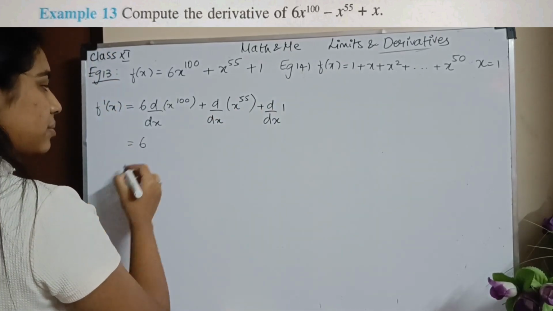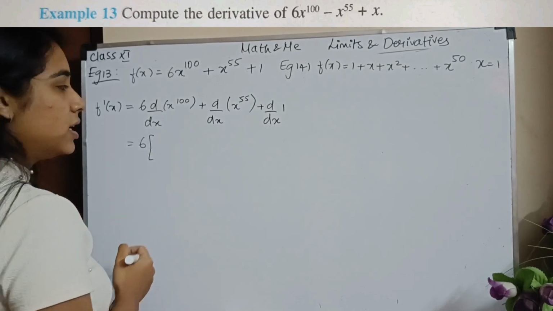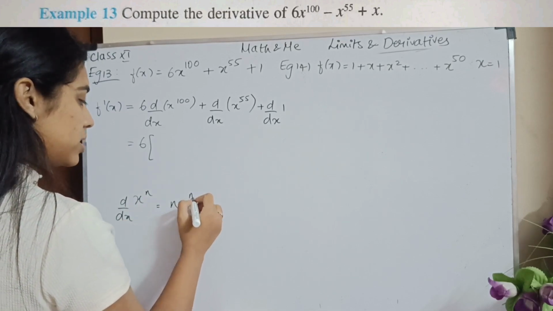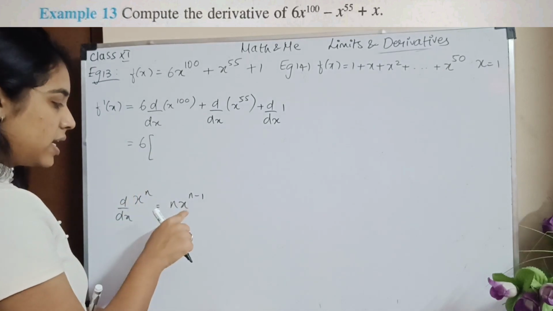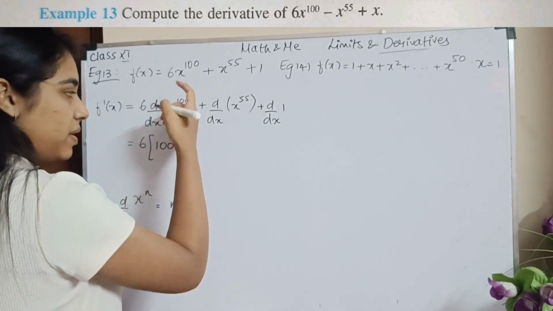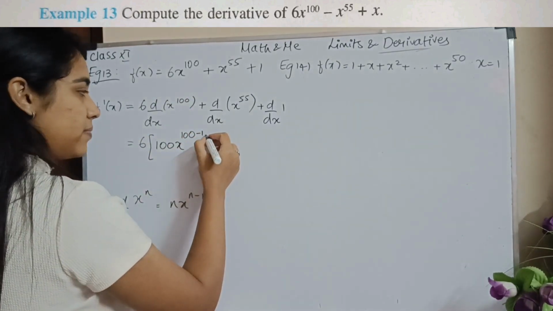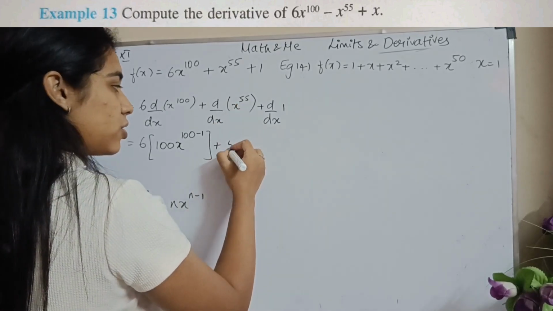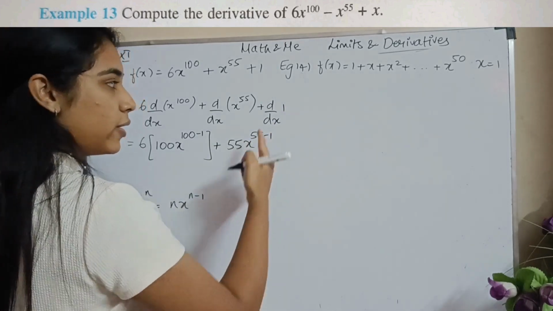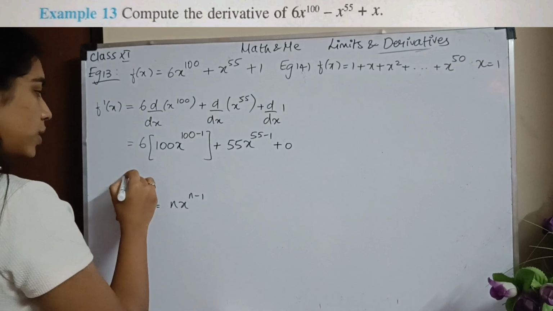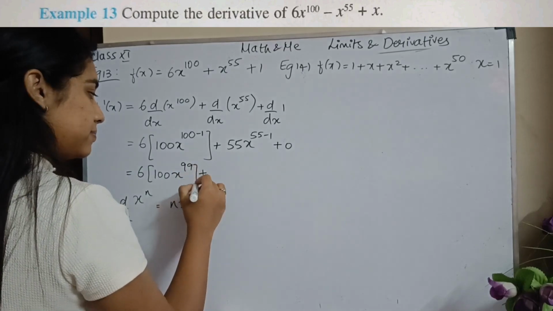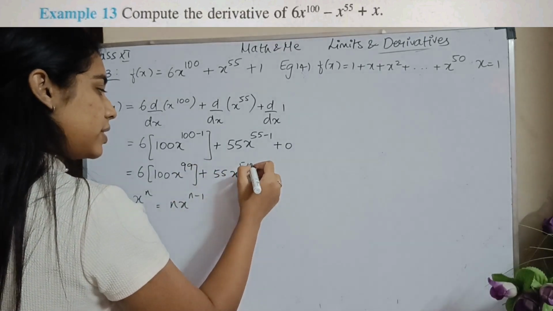Okay. So what will you have? 6 stays as it is. d by dx of x to the 100. This is of the form x to the n. So d by dx of x to the n is nothing but n x to the n minus 1. We just learned the power comes down and the power becomes minus 1. So the 100 comes down, x power 100 minus 1. This is my first term. Plus x to the 55: 55 comes down, and x to the 55 becomes 55 minus 1, 54. Plus the derivative of a constant is 0. So what am I left with? 6 times 100 into x to the 99 plus 55 x to the 54 plus 0.